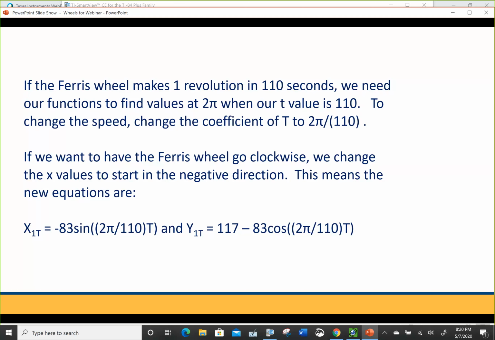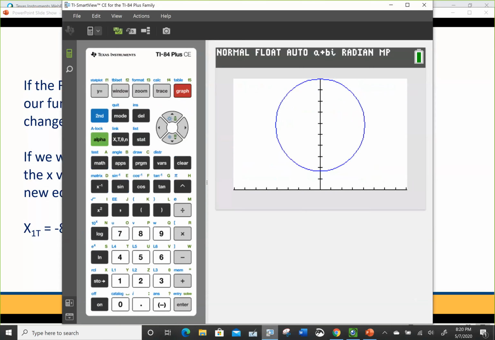I have more parentheses than are needed, but when I'm starting out working with students, I don't mind if they see this so that they will remember that that's the coefficient of t and that it's needed, because when we plug in a t value of 110, we're going to find the cosine of 2 pi, and that's going to be representing one trip around the Ferris wheel. Okay, now let's go to the calculator and make these corrections.